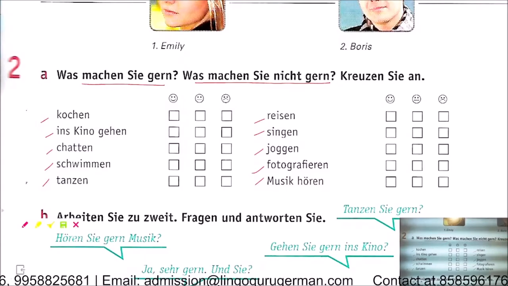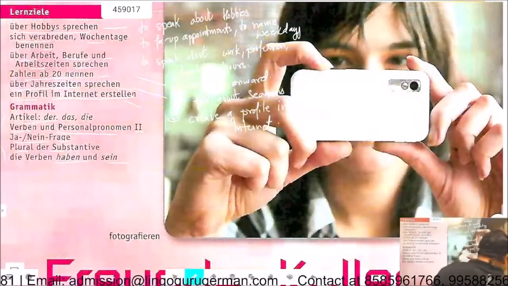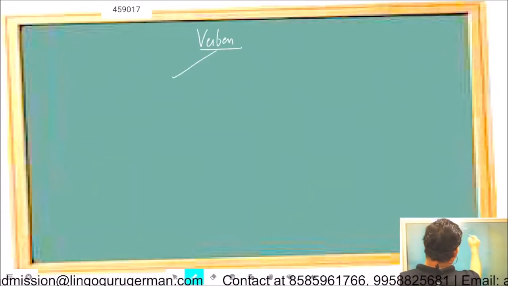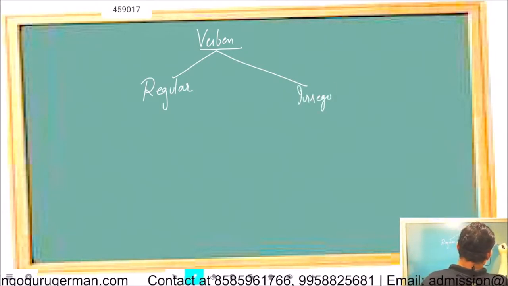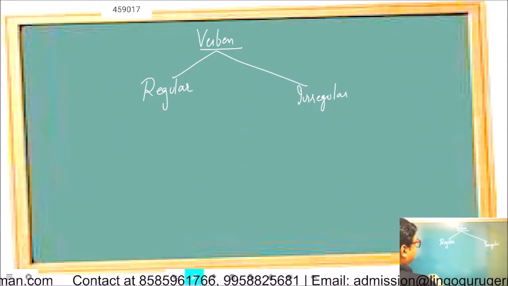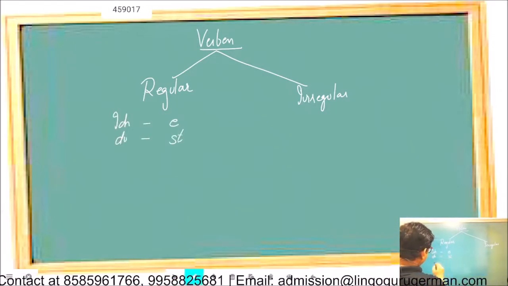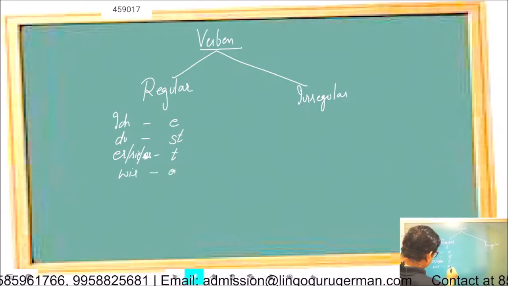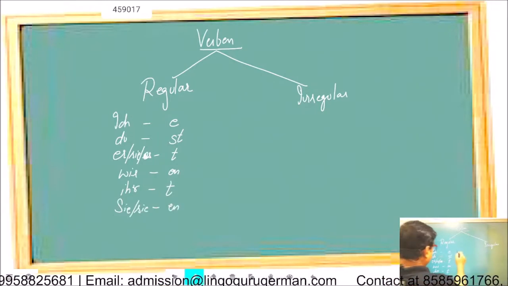Those who could not, perfectly fine. Let's move on to the next part, which is verbs and their conjugation. In this one, you're going to learn how the verbs are conjugated, which is very important in this section. So we have two types of verbs, regular and irregular. This we have already discussed in my last live session. Okay, you can just go through it. So with ich, we take e. With du, we take st. With er, sie, es, we take t. With wir, we take en. With ihr, we take t. With sie and Sie, we take en.